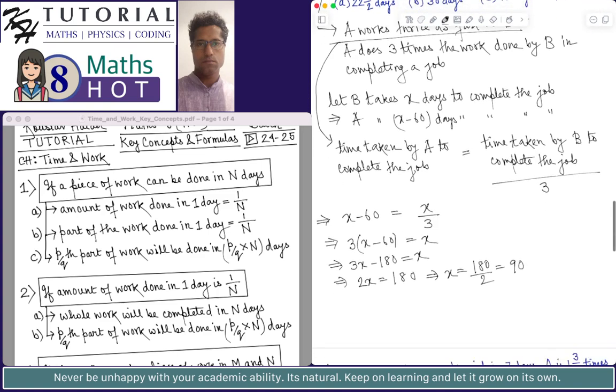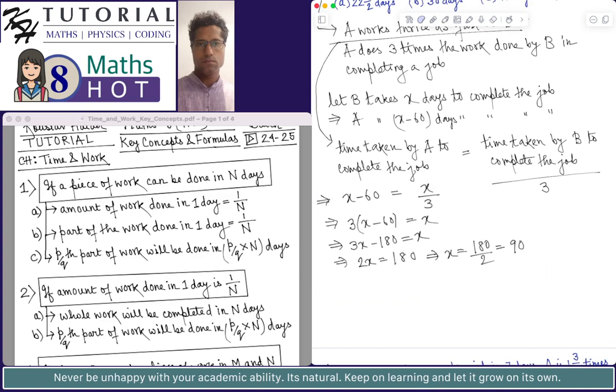So X is 90, and I have no more space. I have to now struggle with the space.